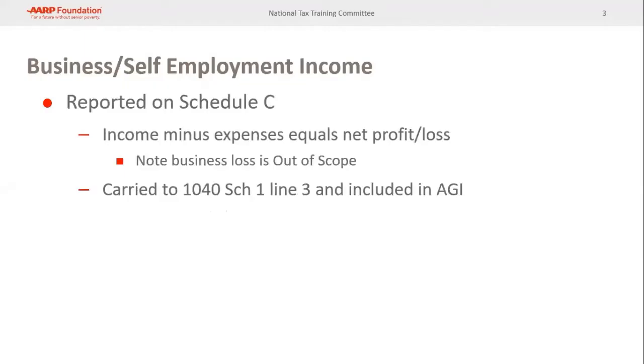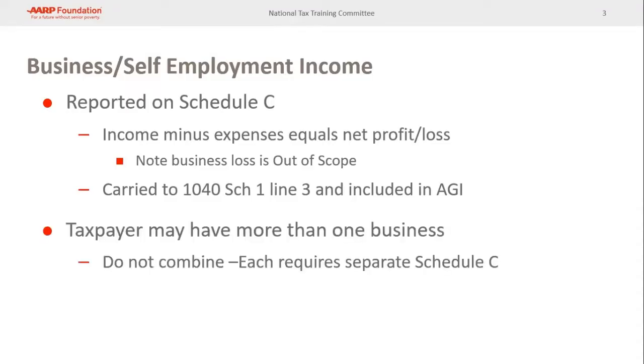Business income is reported on the tax return on Schedule C. Schedule C includes all the business sources of income along with the related expenses and calculates the business net profit. The net profit is carried to the 1040 Schedule 1 and is included in the taxpayer's adjusted gross income. Note that businesses resulting in a net loss are out of scope for Tax-Aide.